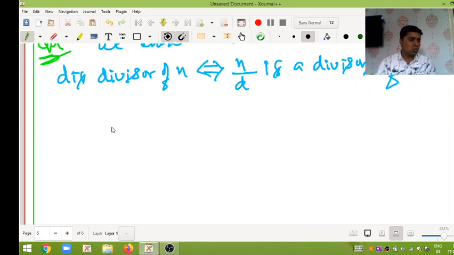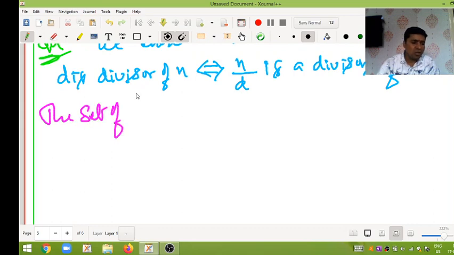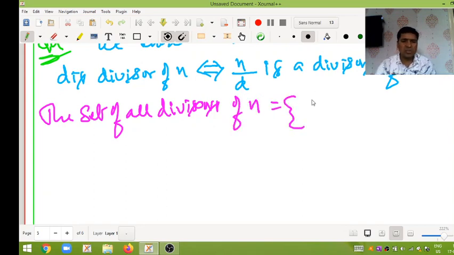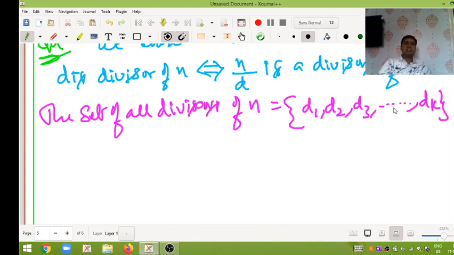Now, what do you want to do? The set of all divisors of an integer n is equal to d1, d2, d3 and so on, up to dk. Okay, my dear friends, this is the set of all divisors of n. Whatever divisors n has, we put them all in one set, and we write it in general form as the set of d1, d2, d3, and so on up to dk.